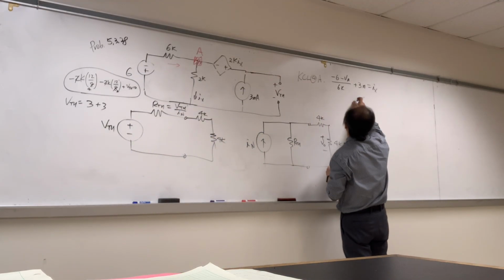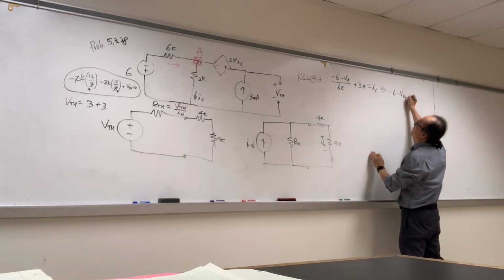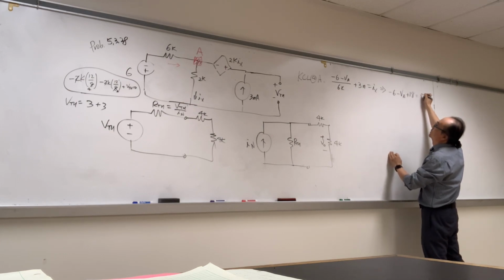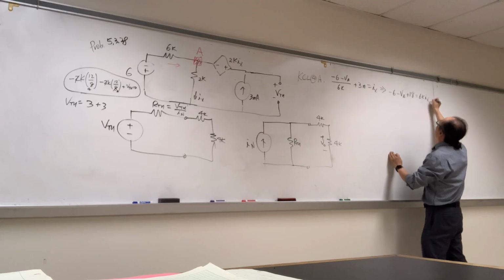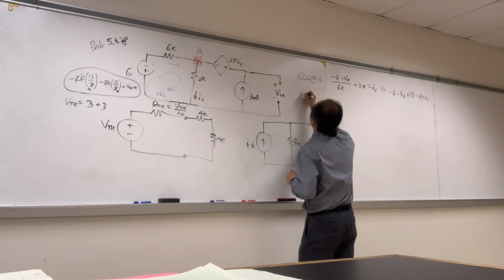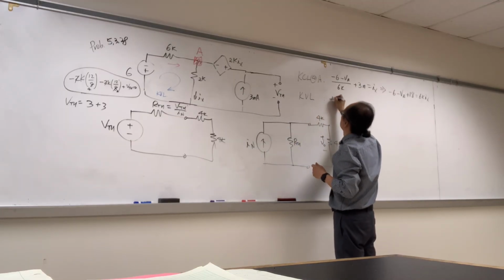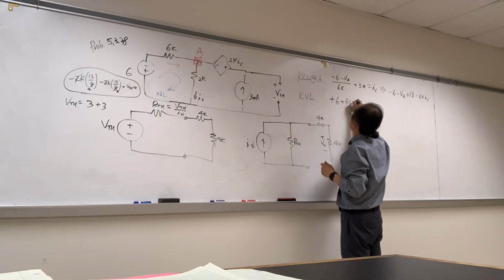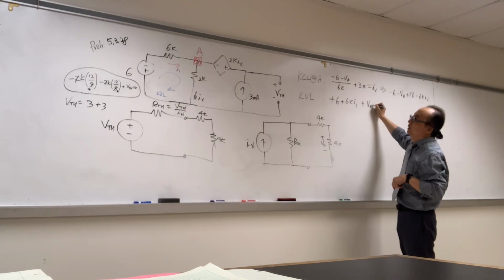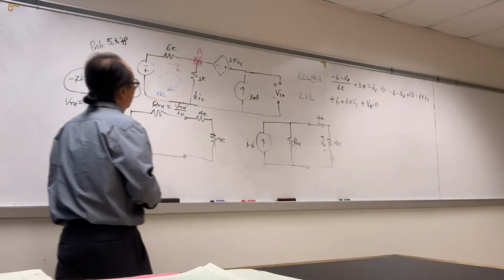So I'm going to multiply 6K everywhere: negative 6 minus VA plus 18 equals 6K I sub x. And then we can do KVL in the node. Then we have plus 6 plus 6K times I sub 1 plus VA equals 0. We have I sub 1, KCL. We need to have one more.